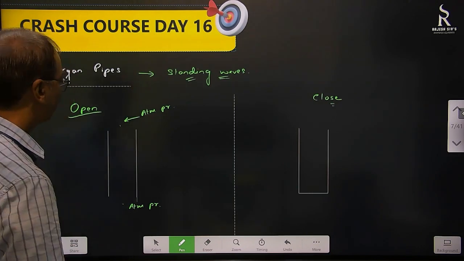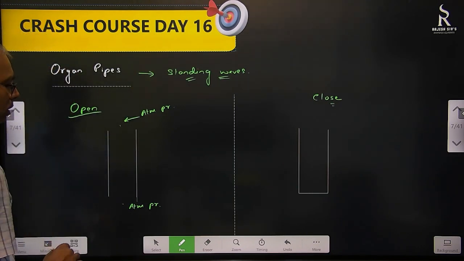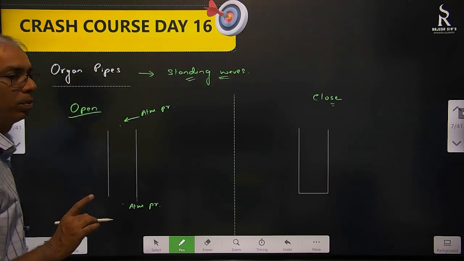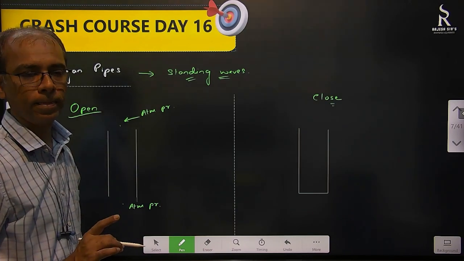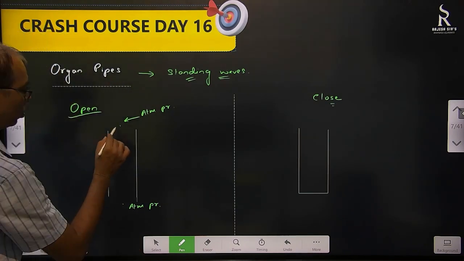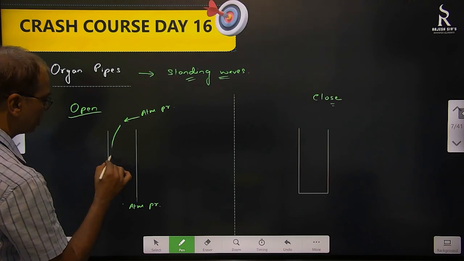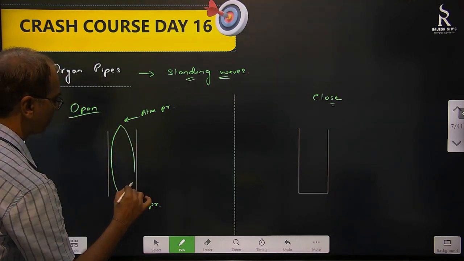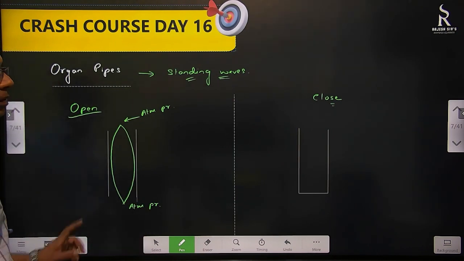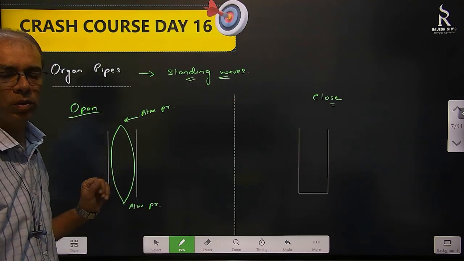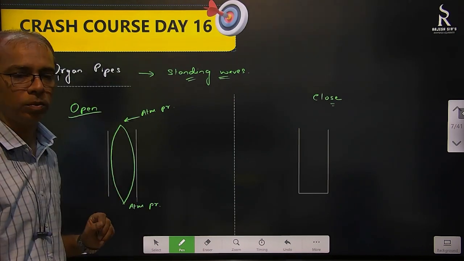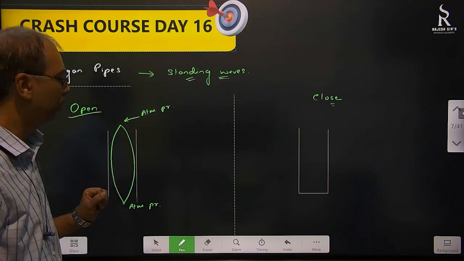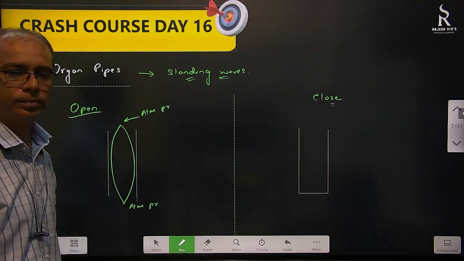Right. So if I make one standing wave, considering this to be a node, what is the meaning of node? Node means zero amplitude. It's like this. Like this will be the standing wave. That means one loop. I am making one loop at the moment. Can we have more? Yes, definitely we can have more. But this is one loop.